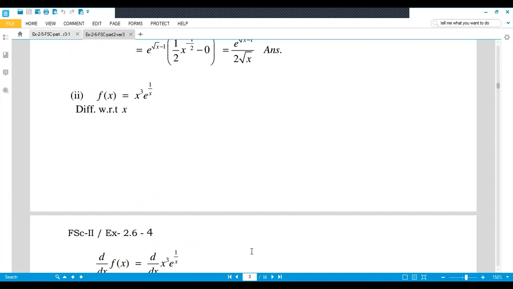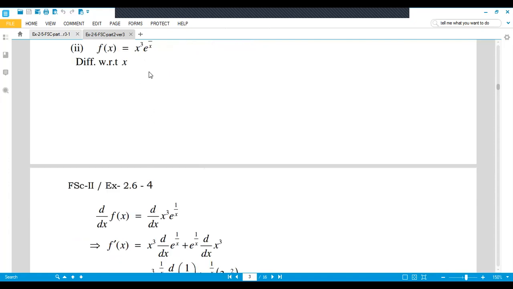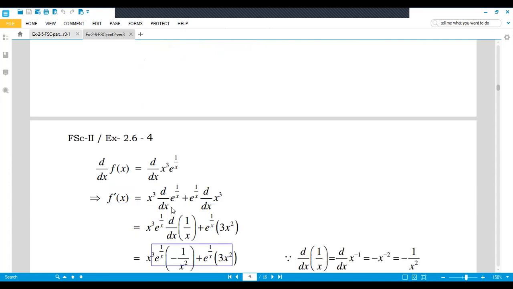Now come to the second function. You are given f of x is equal to x cube e power 1 over x. Both are given in the form of a product, so you will apply the product rule. First term as it is, derivative of the second term, plus second term as it is, derivative of the first term. So when you take the derivative of e power 1 over x, you write e power 1 over x as it is, then further the derivative of 1 over x. And then e power 1 over x, and the derivative of x cube: the 3 will come in the coefficient, and from the power we subtract 1, so we get 3x square.